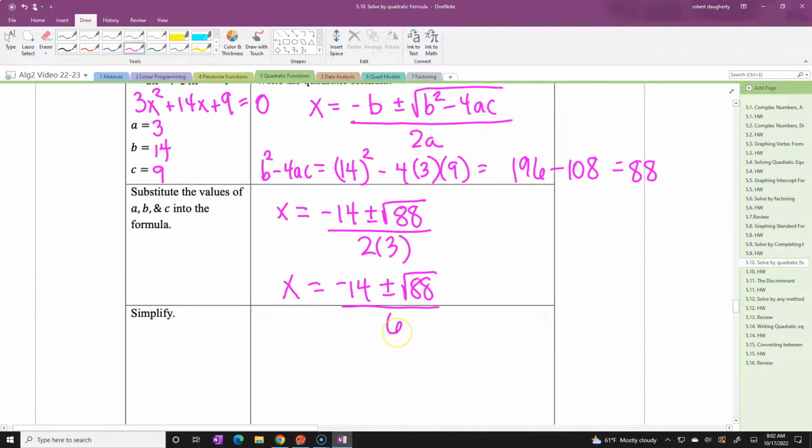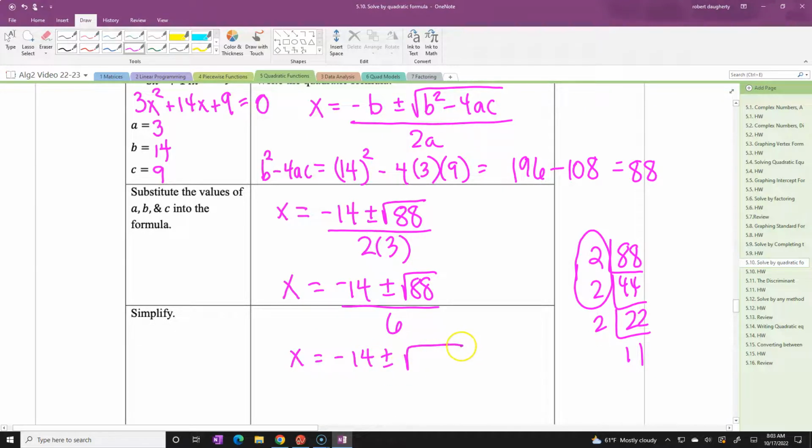Now we've spent time simplifying these radical expressions. 88, I know that that is divisible by 2. 44, that's divisible by 2, which is 22. That's divisible by 2, which is 11. So the perfect square here is 4. So this is 4 times 22. So x is equal to negative 14 plus or minus the square root of 4 times 22 over 6.